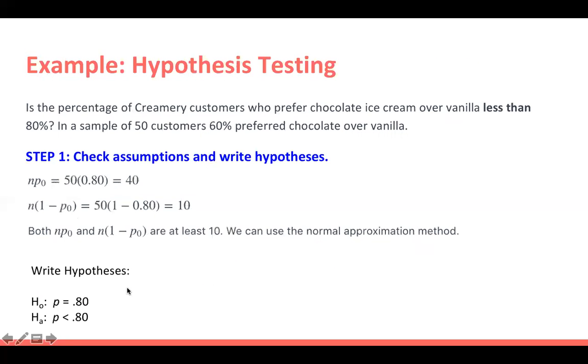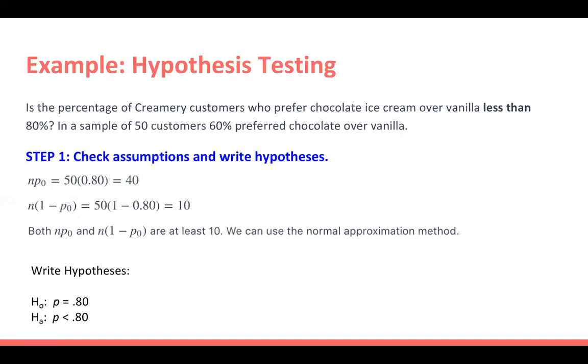So I'm just going to go over an example of hypothesis testing for one population proportion. Is the percentage of creamery customers who prefer chocolate ice cream over vanilla less than 80%? In a sample of 50 customers, 60% preferred chocolate over vanilla. Our first step is to check our assumptions and write our hypotheses. We do our math and we find that we have at least 10 successes and 10 failures, so that means we can use the normal approximation method.